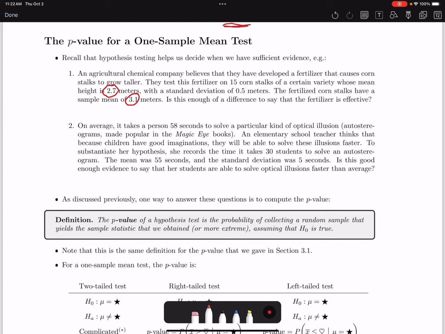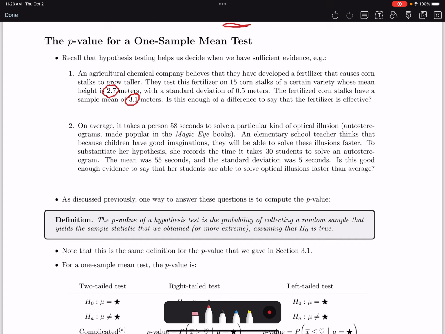It says, on average, it takes a person 58 seconds to solve a particular kind of optical illusion, autostereograms, right? I don't know if you've ever seen the Magic Eye books, but you can Google that and get a picture. They were really popular when I was a kid. Anyway, an elementary school teacher thinks that because students have good imaginations, they'll be able to solve these illusions faster. To substantiate her hypothesis, she records the time it takes 30 students to solve an autostereogram. The mean was 55 seconds, and the standard deviation was 5 seconds. Is this good enough to say that her students are able to solve optical illusions faster than average?